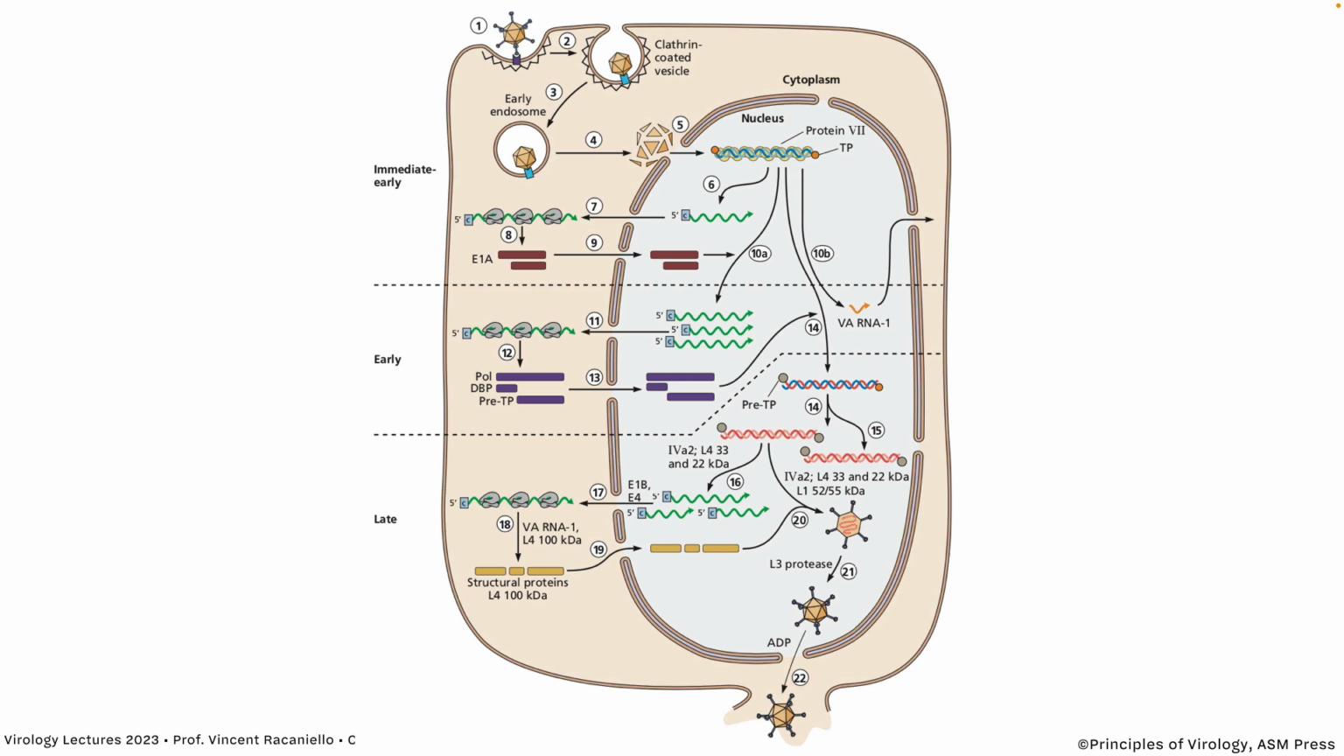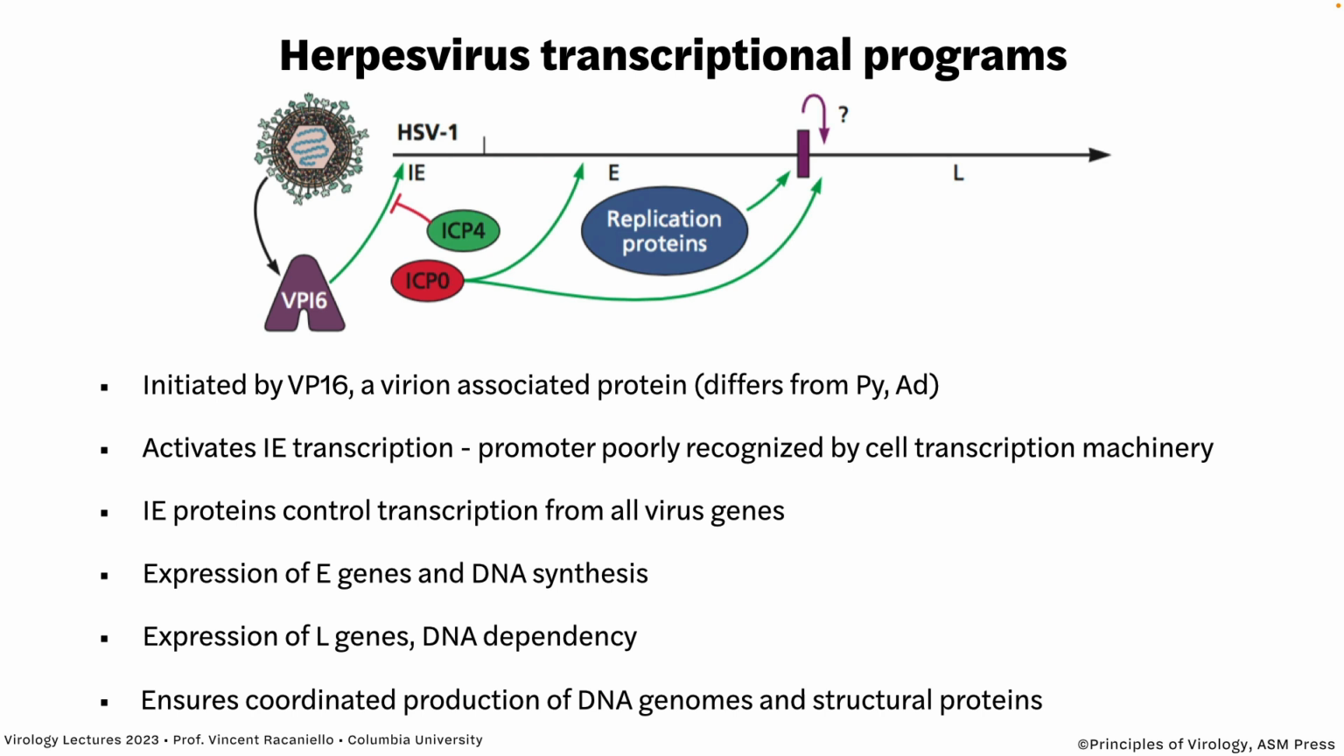And then herpes virus. Transcriptional program. Three phases like adeno, but with a twist. For these viruses, in the virus particle is a protein called VP16. It's in the particle. You see, between the capsid and the membrane, there's a lot of proteins in there, and one of them is VP16. And this is needed so that the immediate early promoter gets recognized by the cell. So unlike adenovirus, where the immediate early promoter was recognized, no problem, here it's not recognized very well by the cell. So the virus has to bring in a protein that will bind to the promoter and let the cell transcriptional machinery transcribe it. Just another way for getting that immediate early gene made.